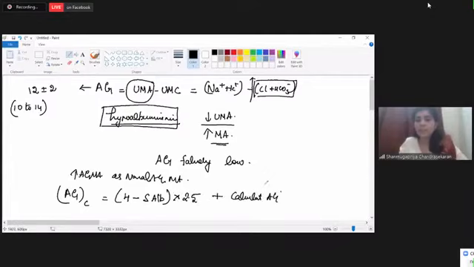Whatever anion gap you have calculated, it is falsely low. So to compensate for that, you're going to increase it. By what factor are you going to increase? It is 4 minus serum albumin times 2.5. That's about corrected anion gap.